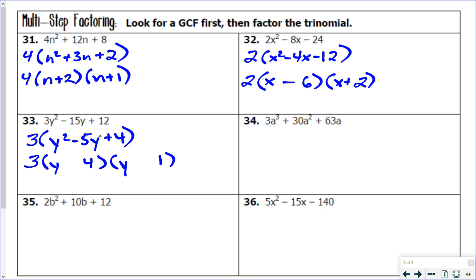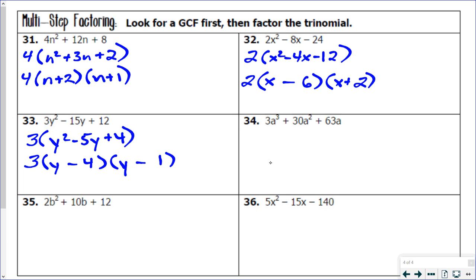So two negatives, when you multiply them, give you a positive, and when you add them, give you a negative. So these are both minus signs here. Negative 4 times negative 1 is positive 4. Negative 4 plus negative 1 is negative 5. We haven't seen one of those yet.